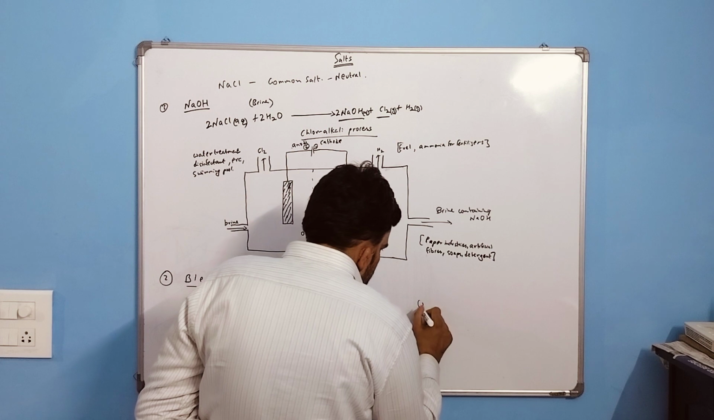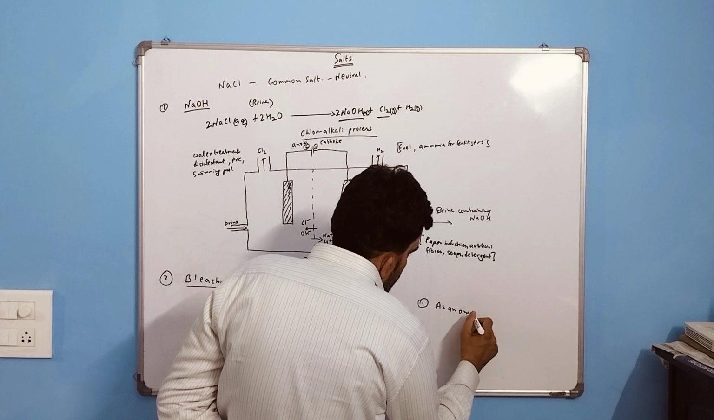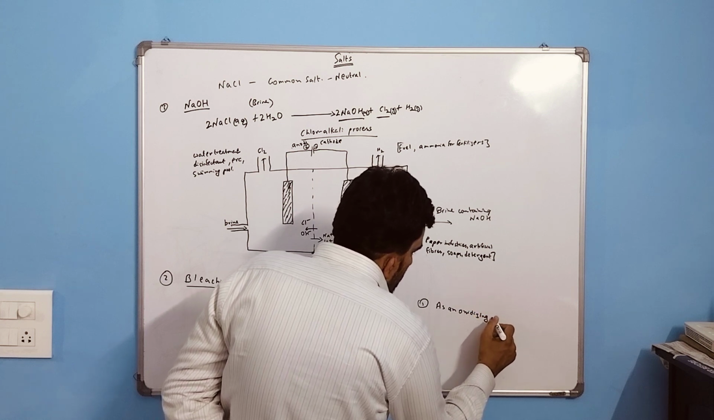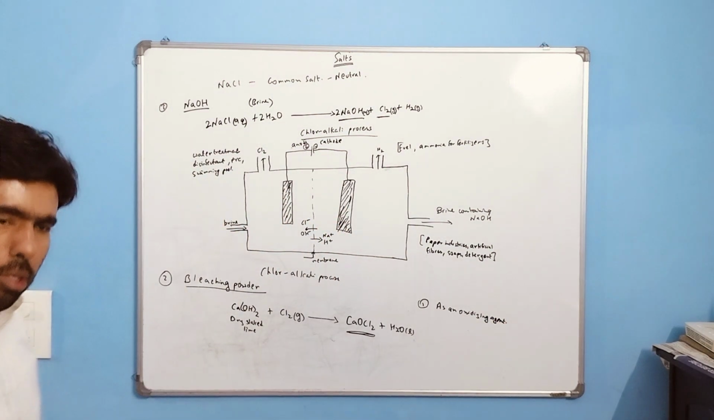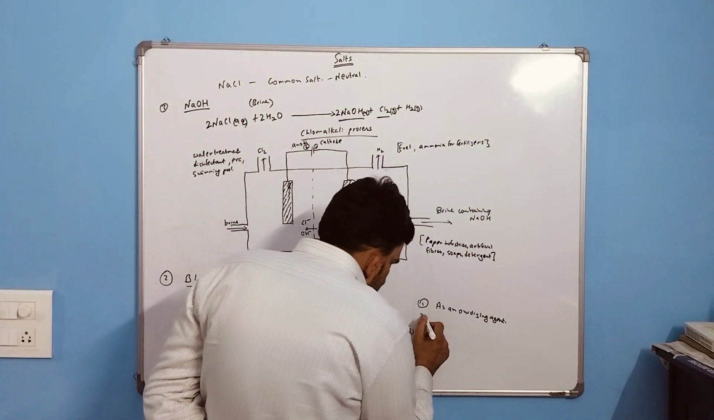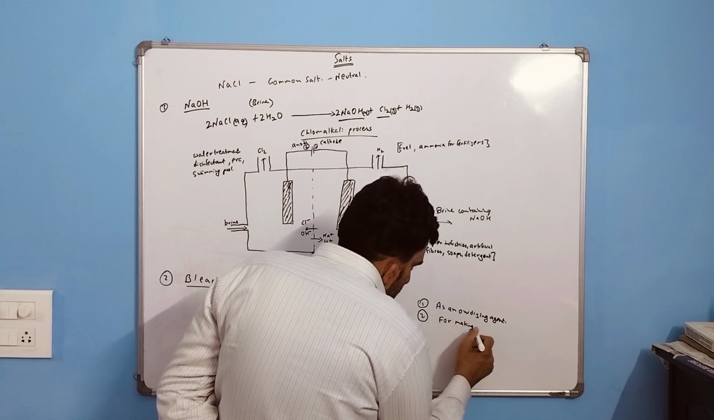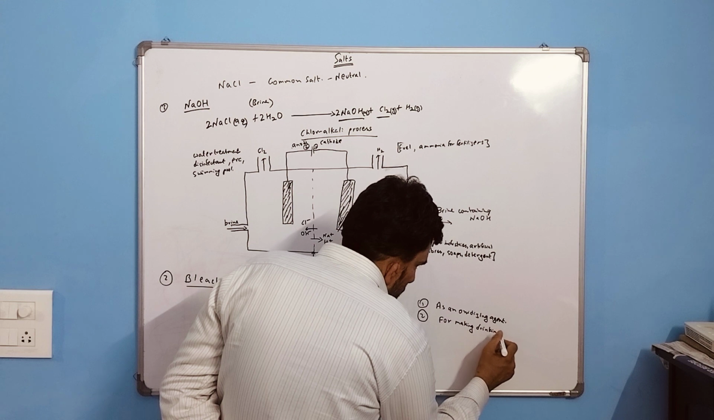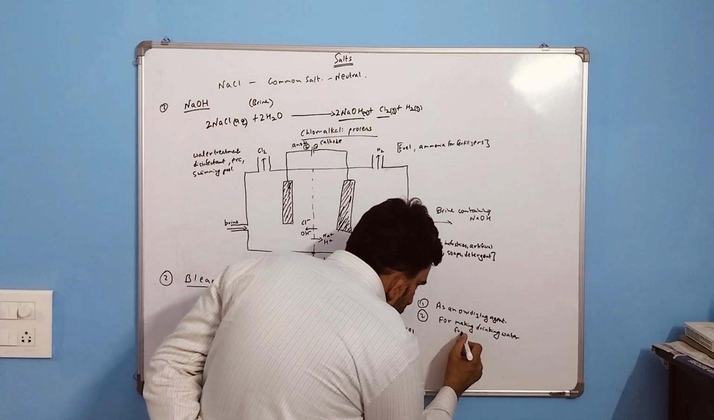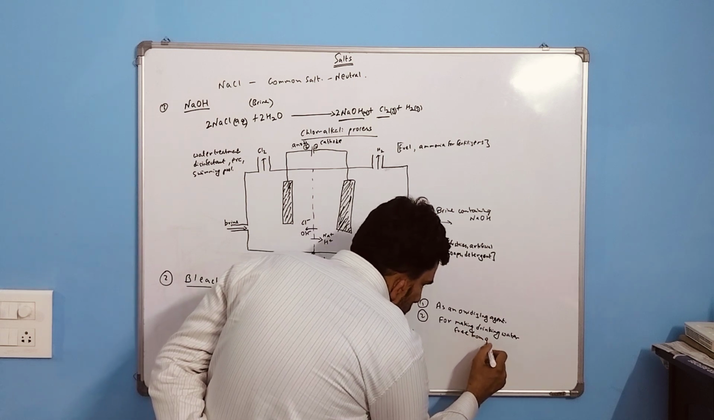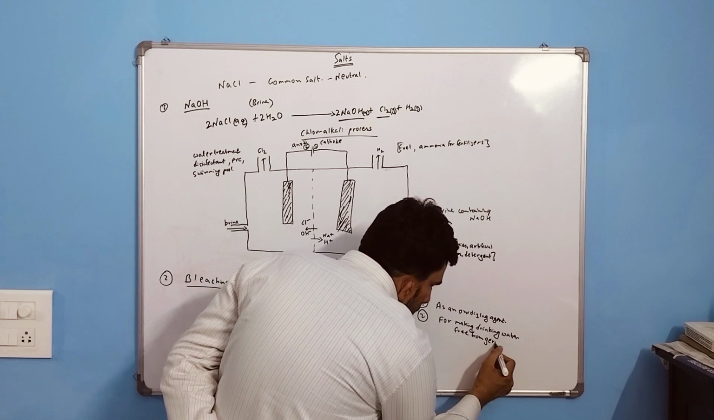First of all, it is used as an oxidizing agent in many chemical industries. Another use is for making drinking water free from germs, as we all know it has chlorine.